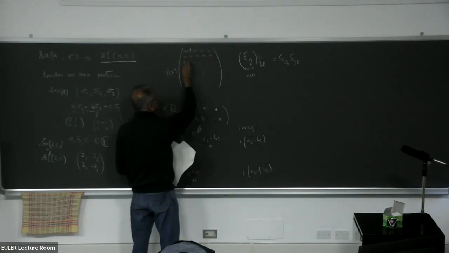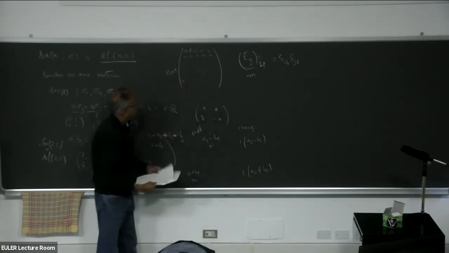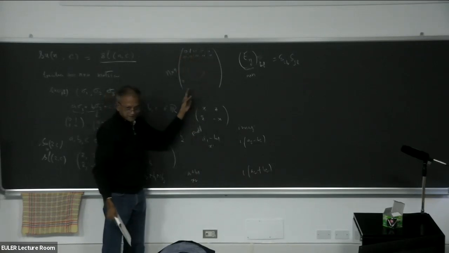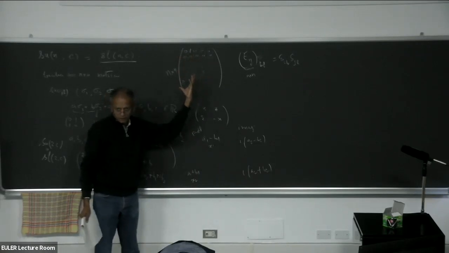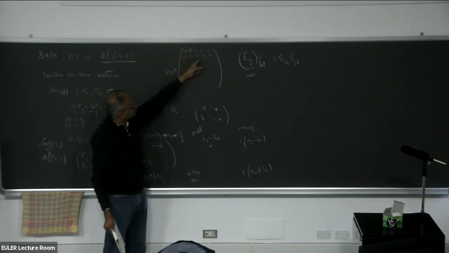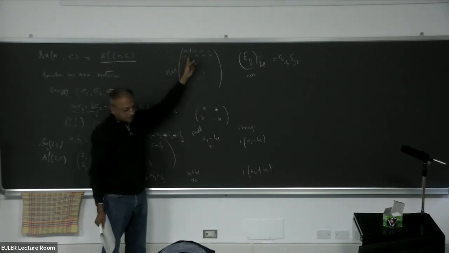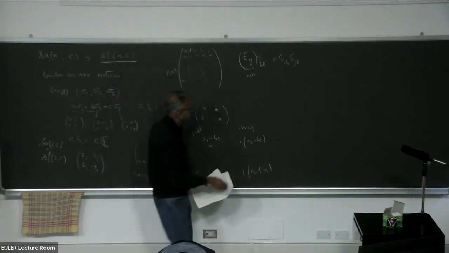This is perfectly okay, everything else 0. Yeah. So this will be the E12 matrix, because the only non-zero entry is in the first row and the second column.